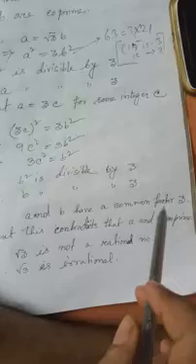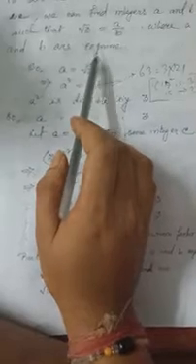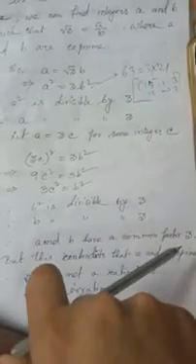And a and b have a common factor 3, but we first let a and b be co-prime, so no number is common except 1. Just 1 is common, but no other number is common. But here 3 is a common factor of a and b, but this contradicts that a and b are co-prime. Therefore root 3 is not a rational number. Our assumption is wrong. Therefore root 3 is irrational.